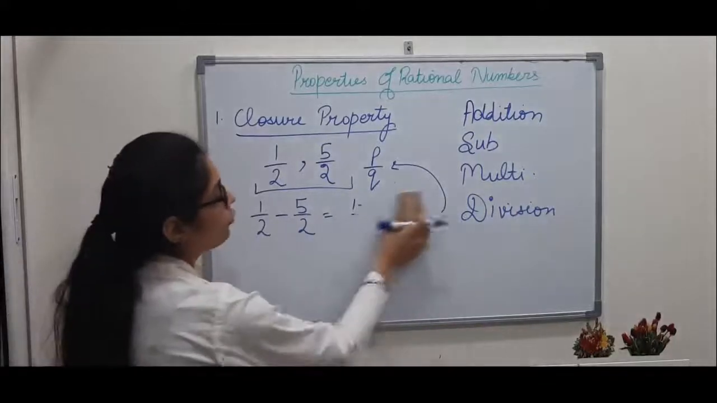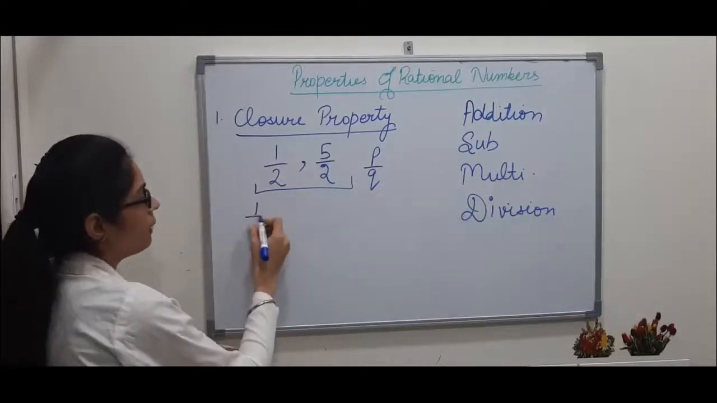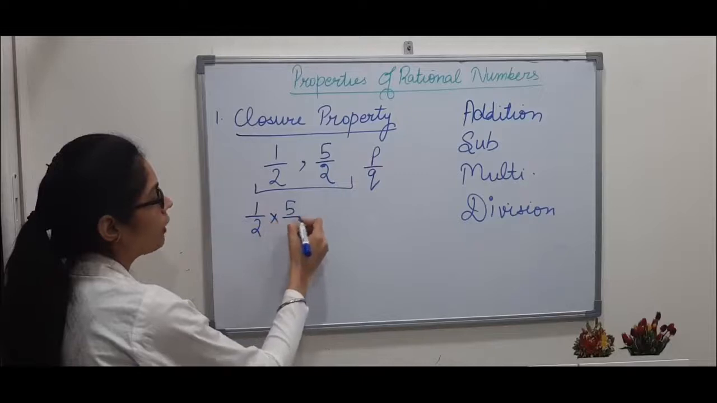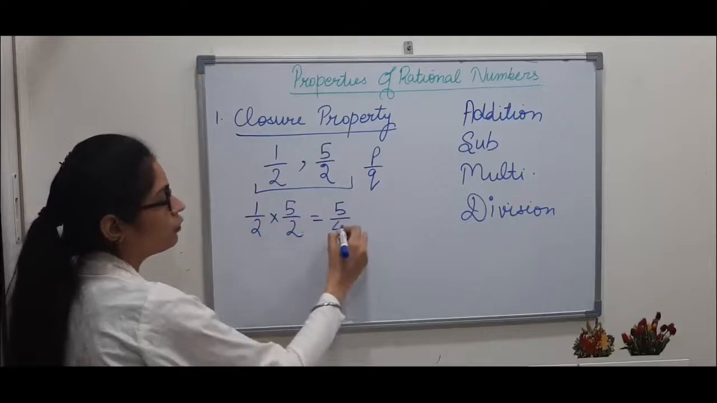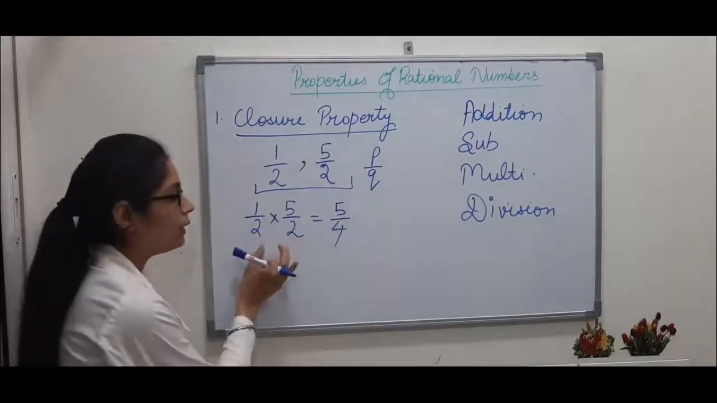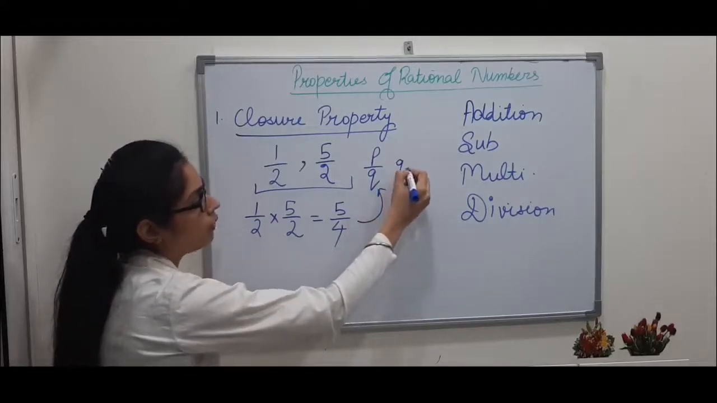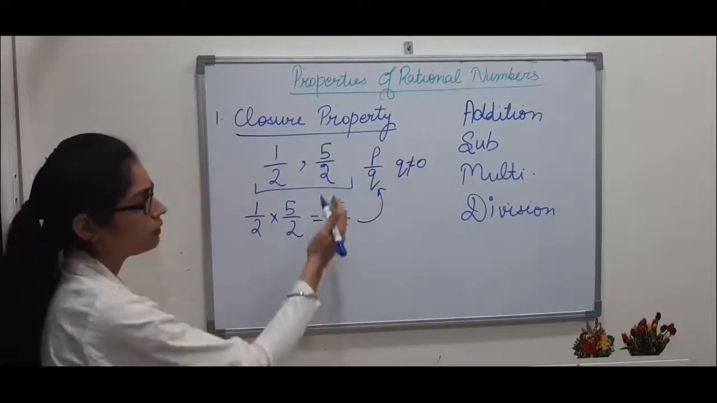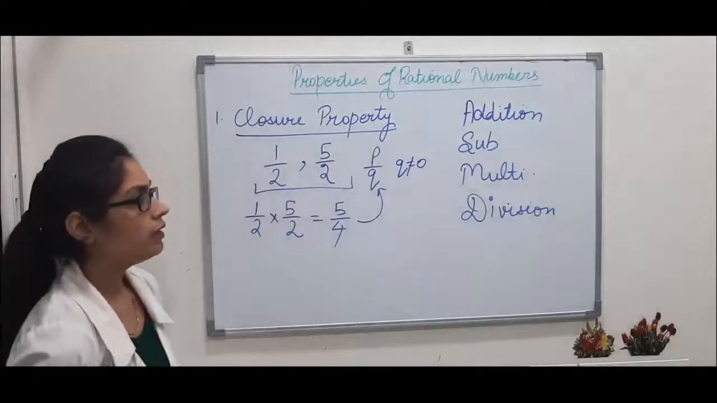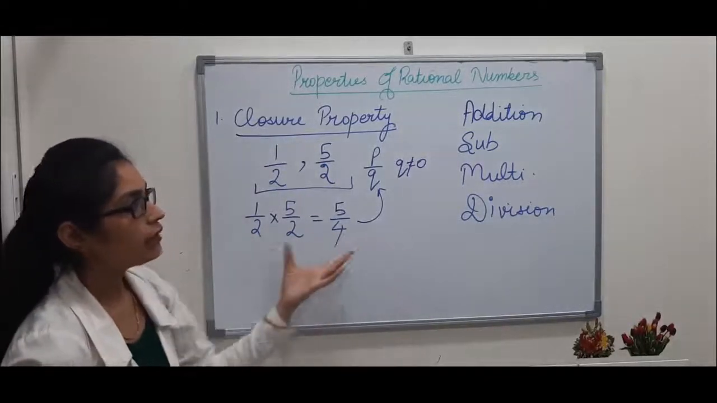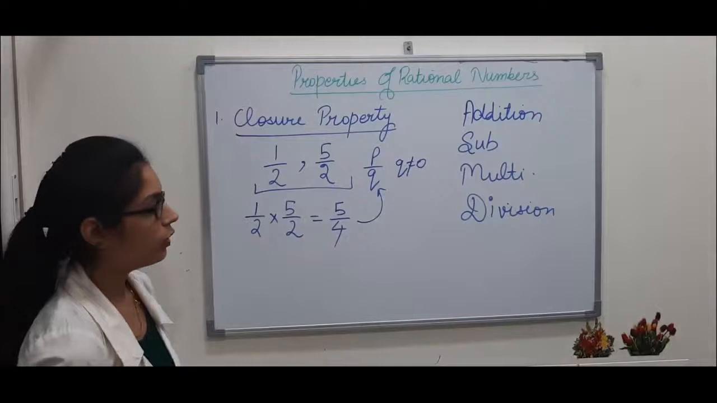Now let's do it for multiplication by taking the same two numbers, 1 by 2 multiplied by 5 by 2. 1 into 5 is 5, 2 into 2 is 4. Again I can see on multiplying two rational numbers, I am getting a number which is in this form, p by q, where q is not equal to 0, which means on multiplying two rational numbers, I am getting my answer also a rational number, and hence multiplication is also closed for two rational numbers. Let's find out for division.